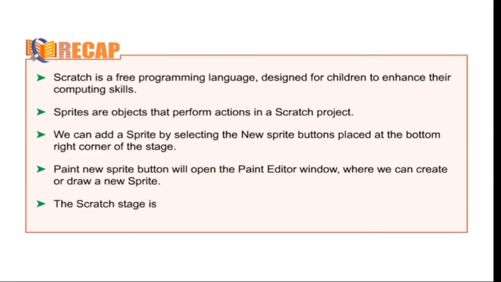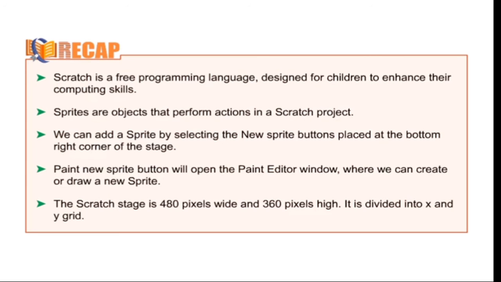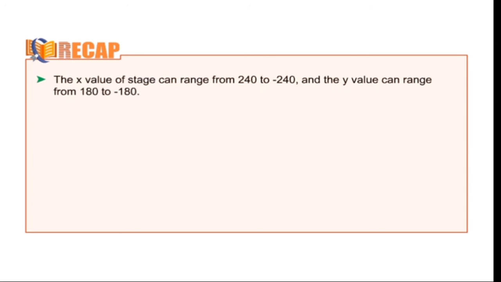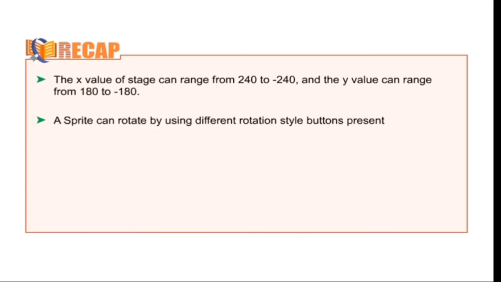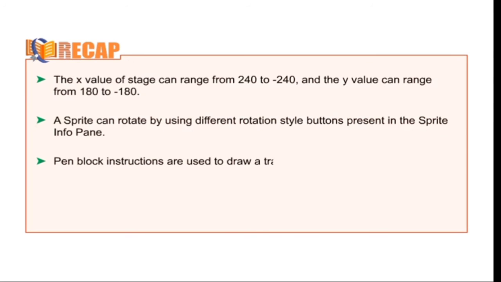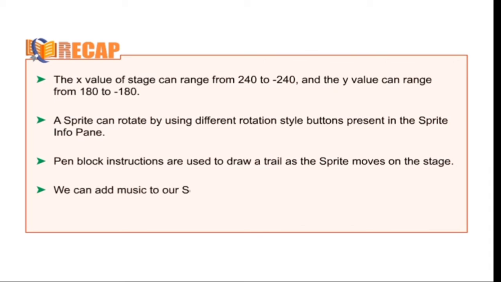The Scratch stage is 480 pixels wide and 360 pixels high. It is divided into X and Y grid. The X value of stage can range from 240 to -240 and the Y value can range from 180 to -180. A sprite can rotate by using different rotation style buttons present in the sprite info pane. Pen block instructions are used to draw a trail as the sprite moves on the stage. We can add music to our Scratch project by using the blocks in the Sound block menu.